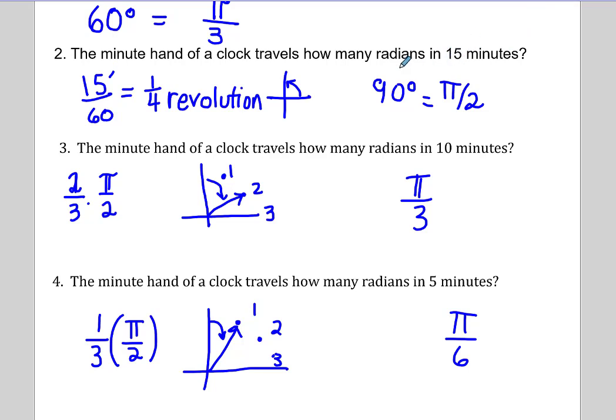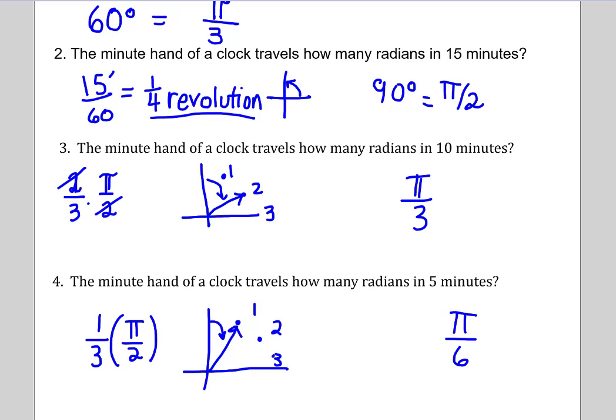In 15 minutes, that's a quarter of a revolution. We said that was pi over 2. In 10 minutes, we're going to do 2/3 of a quarter revolution. And a quarter revolution is pi over 2. So we've gone pi over 3 radians. And then the hand travels in 5 minutes, 1/3 of that quarter revolution, or pi over 6.